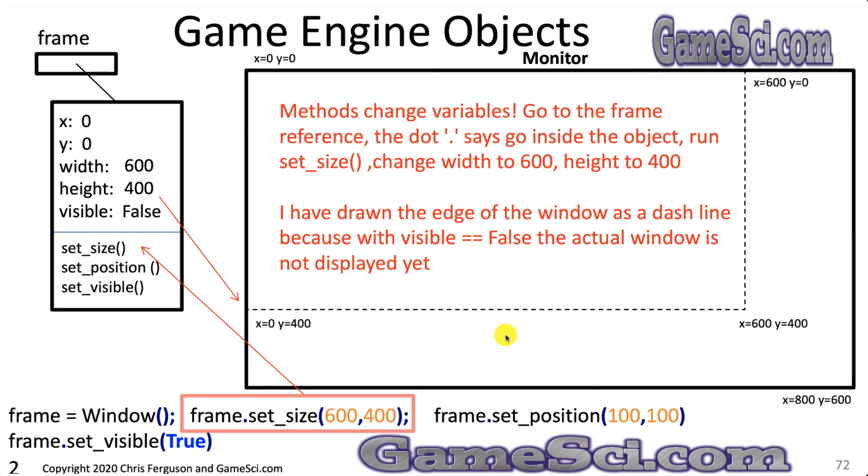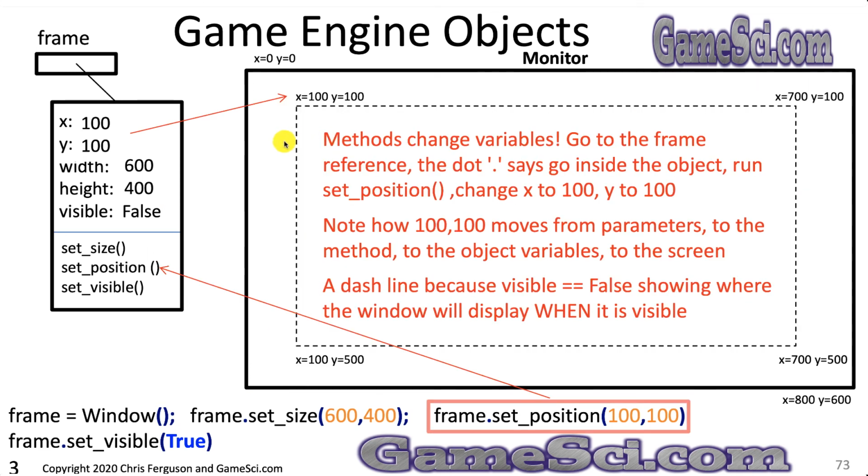I used a dashed line for the edge of the window because we haven't actually put the window on the screen yet. Methods change variables. Go to the frame reference. The dot right here says go inside that and run setPosition. Change the x coordinate to 100 and the y coordinate to 100. Move the top left corner of the window to screen coordinates 100, 100.